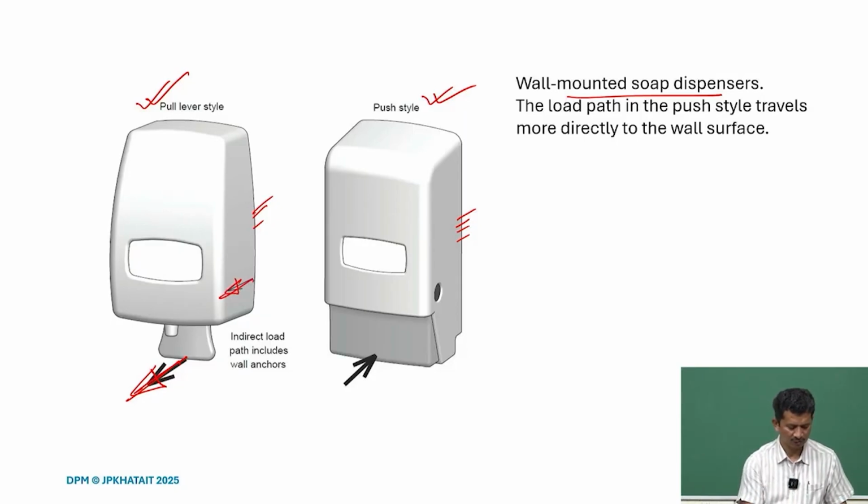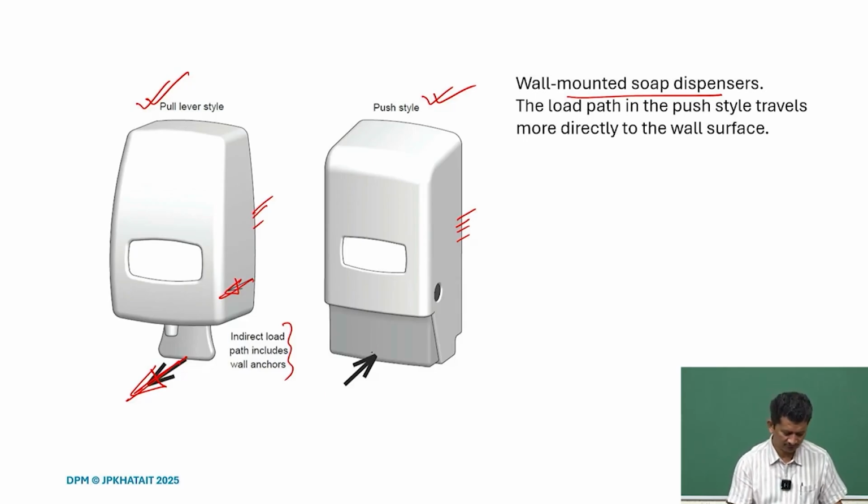So, the indirect load path includes wall anchors. You have the wall anchor, so it's anchored to the wall, and all the time you are just pulling it. Suppose sometimes it's not dispensing anything, it's empty, and somebody can just get angry and pull it with a very large force, and okay, everything will be on the floor.